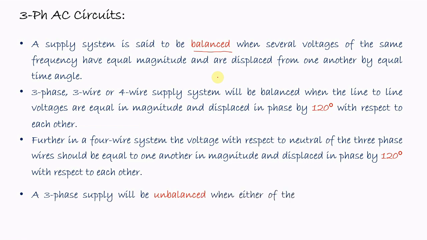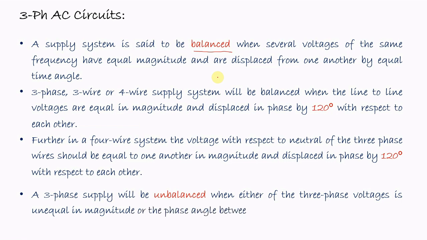On the other hand, a three-phase supply system will be considered unbalanced when either of the three-phase voltages is unequal in magnitude or the phase angle between the three phases is not equal to 120 degrees. Then this supply system will be considered unbalanced. But in our discussion, we will consider the balanced system only.